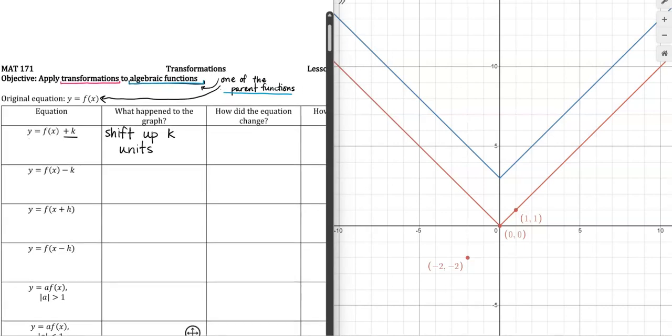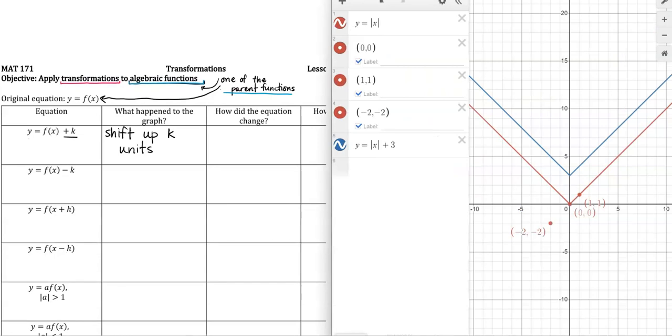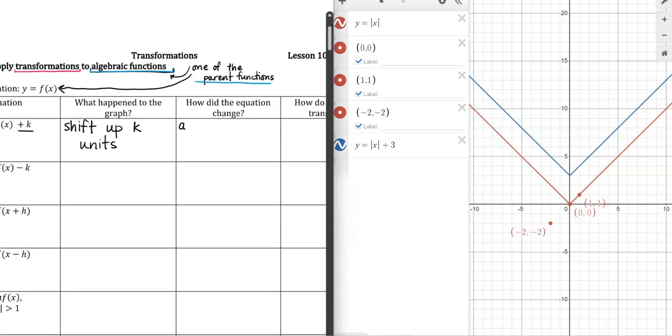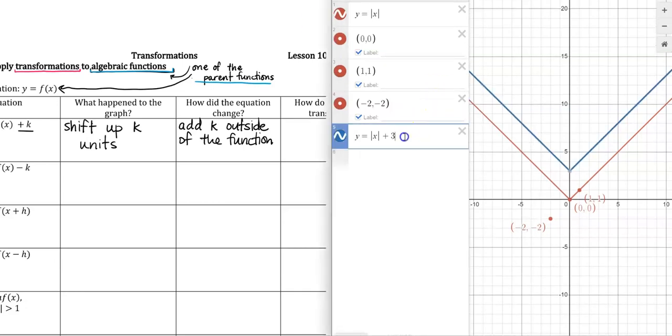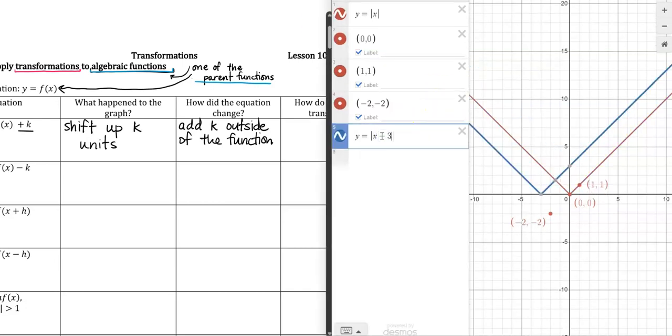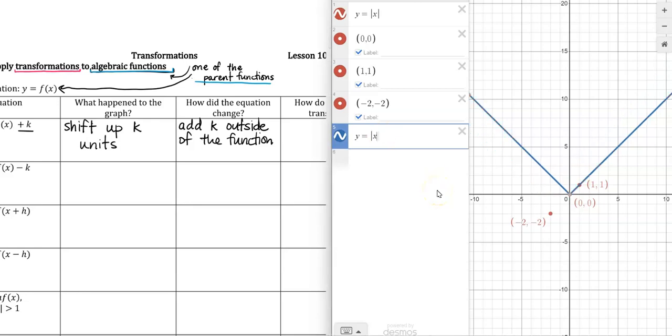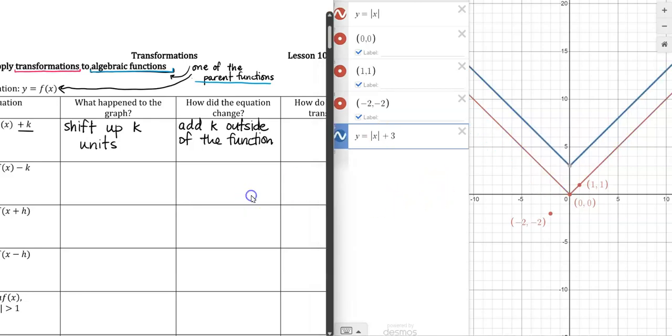How did the equation change? That question is asking us, what is the difference between the first equation that we see in Desmos and the last equation that we see in Desmos? Well, we added 3. Let me put k. We added k outside of the function. And what I mean by outside of the function is I didn't add the 3 on the inside of the absolute value. When I took this last equation, I didn't put the plus 3 right there. I closed the absolute value and then I put the plus 3 on the outside.